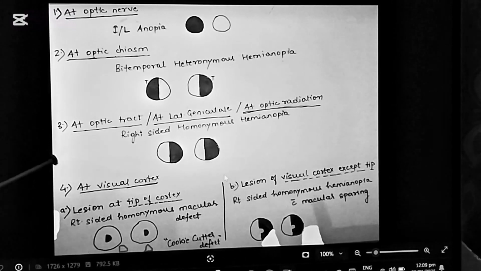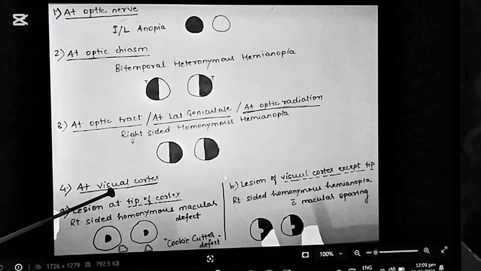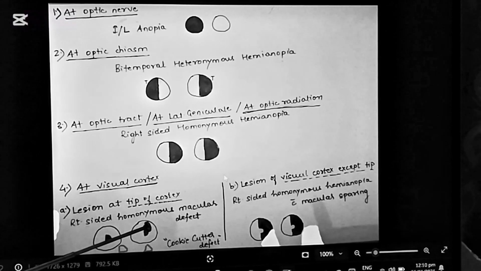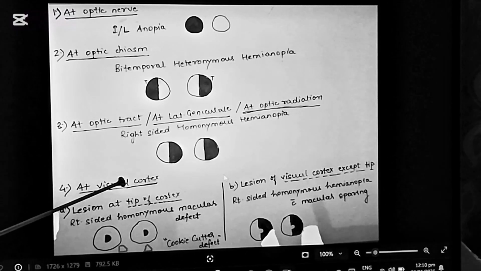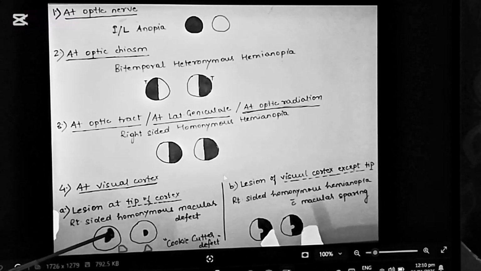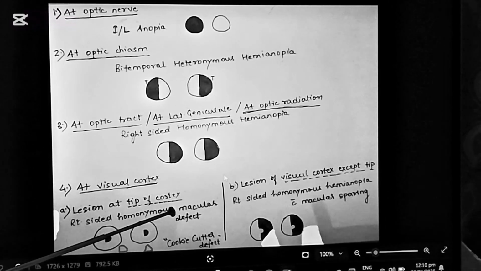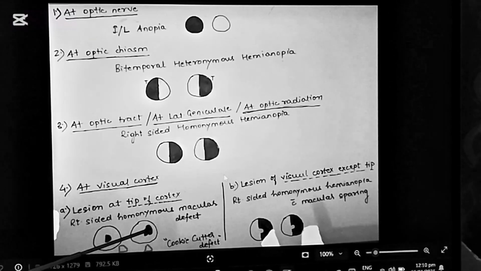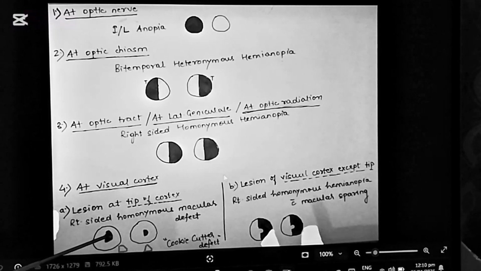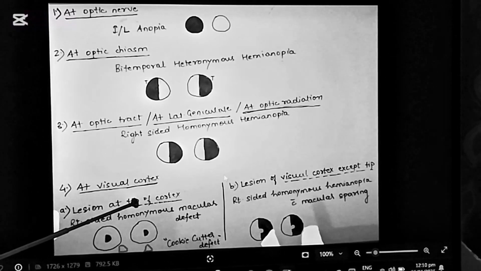Now, see what happens if there is a lesion at the visual cortex, just at the tip of the cortex. We label it as right-sided homonymous macular defects. It means the macular area is defected and the patient is able to see at the periphery, but there is a defect in the center due to the lesion at the tip of the cortex.